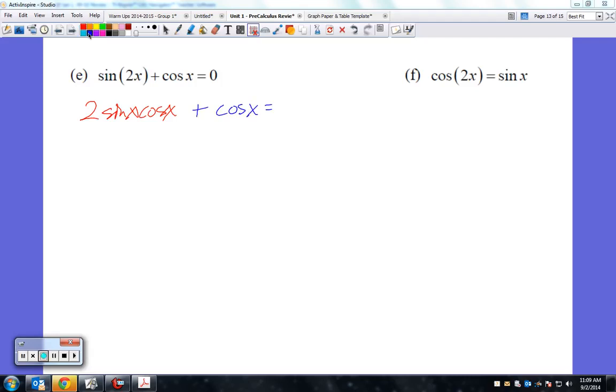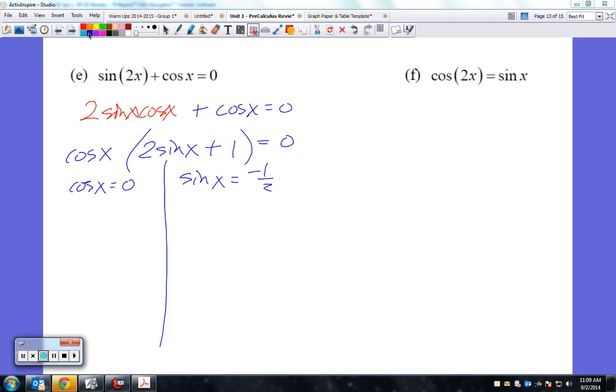Plus cosine of x is equal to 0. Jacob, what do I do first? Factor. Yes, awesome. Thank you. And I'm only doing it for the sake of time. Cosine of x, 2 sine of x plus 1. All you did was GCF that thing. Okay? So this first one is cosine of x is equal to 0. And this is sine of x, anyone, is equal to?